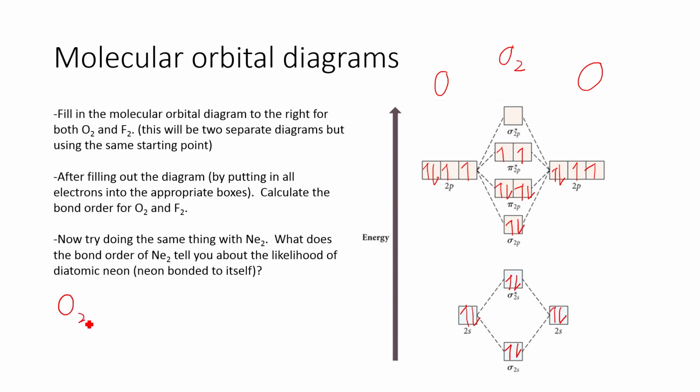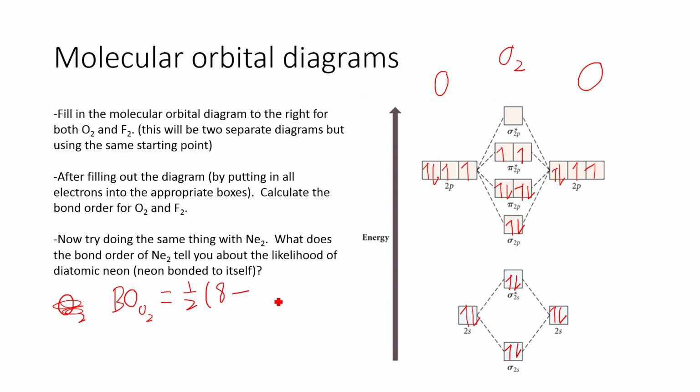So O2, the bond order for it, I'm going to write it like this. Bond order, BO, of O2. It's going to be equal to 1/2 of our bonding electrons. And if we go over here, you'll notice there are 2 bonding electrons in the sigma 2s, 2 in the sigma 2p, and 4 in the pi 2p. That gives us a total of 8 bonding electrons.